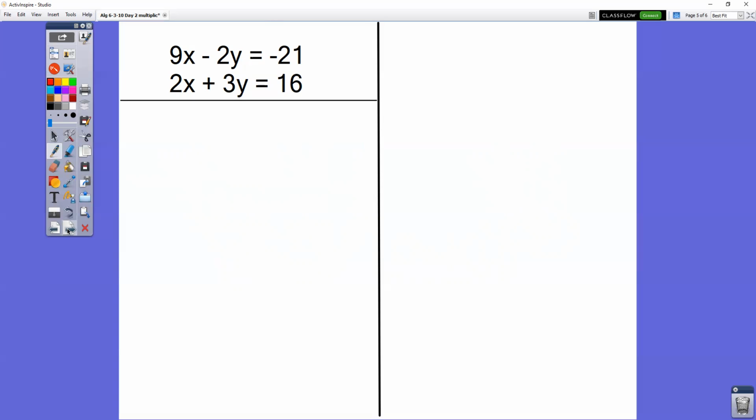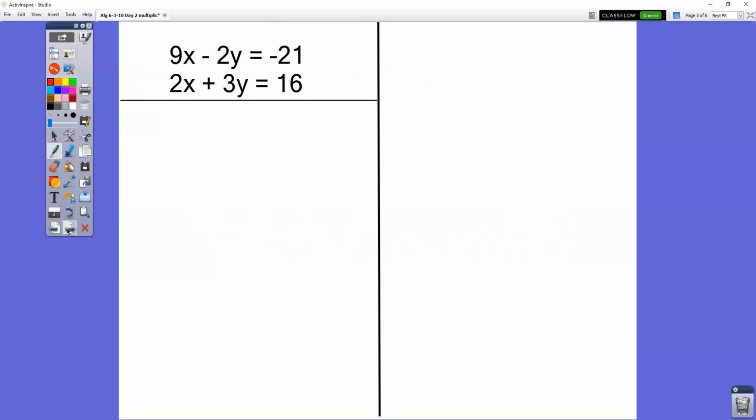So I'd have to create 18 and negative 18. But if I use my y's, I have 2 times 3. 2 times 3 is 6. Sixes are a lot easier to make opposites with compared to 18s. You're just going to be working with smaller numbers.